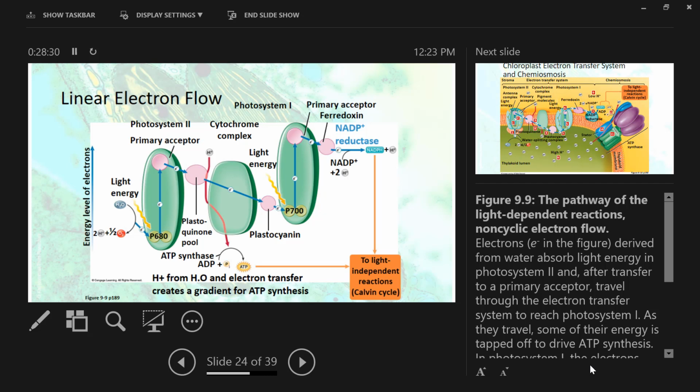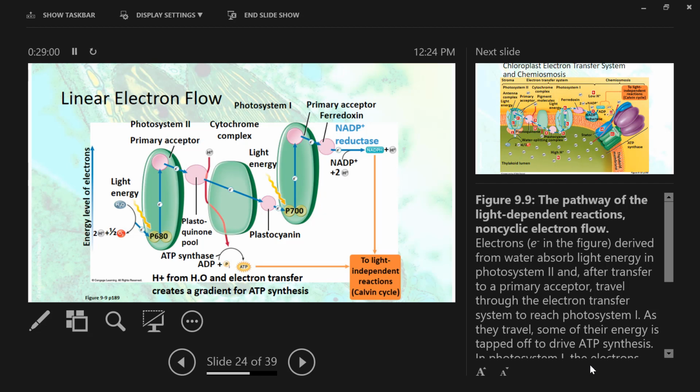plastoquinone. Now, plastoquinone, notice, is pumping hydrogen against its concentration gradient. You see that? Plastoquinone took that electron, used the energy that's released when the electron drops in energy to pump hydrogen ions against its concentration gradient. Just like what happens during cellular respiration, pumping hydrogen ions against their concentration gradient. When you see that, you need to think ATP. You're pumping hydrogen ions against their concentration gradient. We're making ATP. We're making ATP.